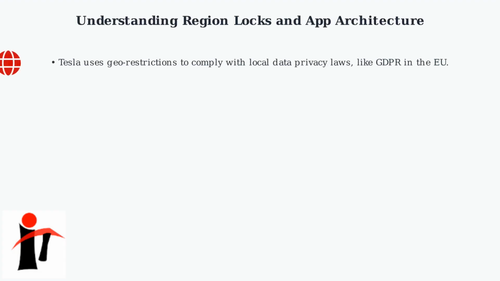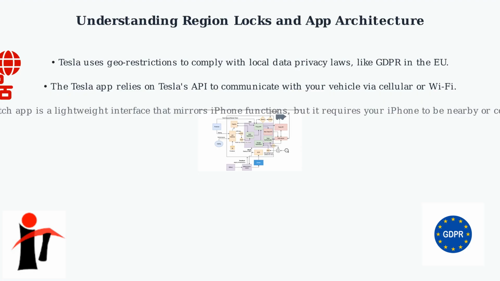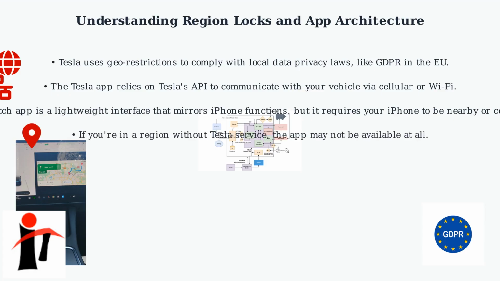Tesla uses geo-restrictions to comply with local data privacy laws, like GDPR in the EU. The Tesla app relies on Tesla's API to communicate with your vehicle via cellular or Wi-Fi. The Watch app is a lightweight interface that mirrors iPhone functions, but it requires your iPhone to be nearby or connected. If you're in a region without Tesla service, the app may not be available at all.